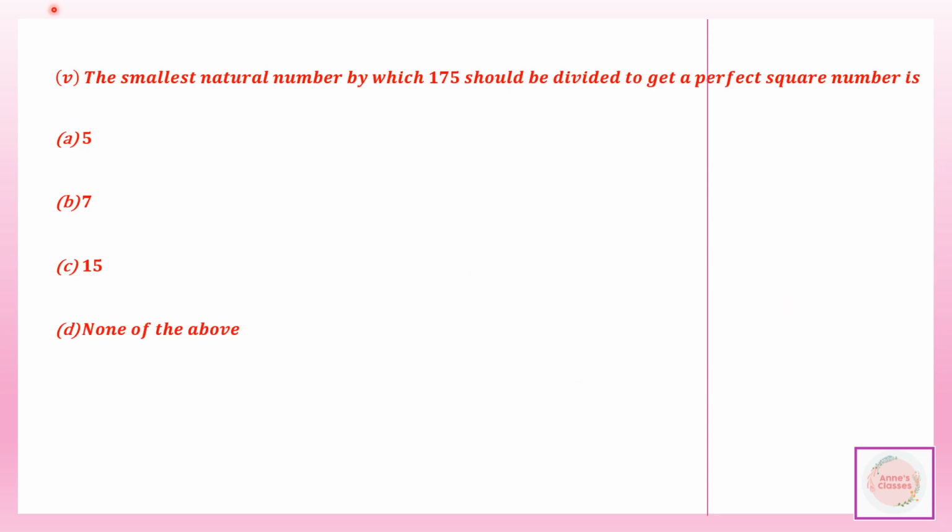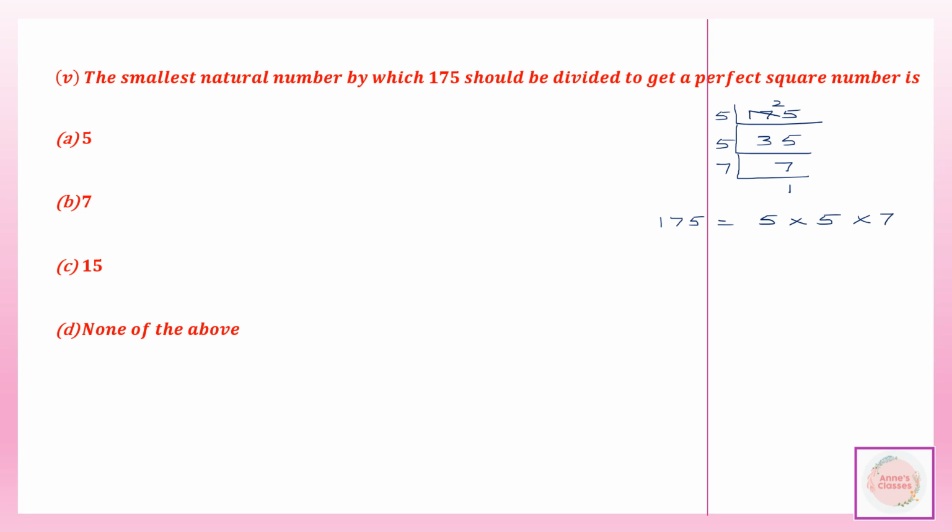Question 5. The smallest natural number by which 175 should be divided to get a perfect square number is one of these. So here also let's find the prime factors of 175. Let's divide it by 5. 5 threes are 15, 17 minus 15 is 2. So now we have 35, and 5 sevens are 35. Now 7 only 1, isn't it? So the prime factors of 175 are 5 into 5 into 7.